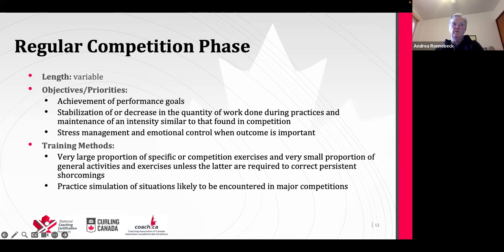So this phase focuses on simulating the competitions that you've identified as important. You're trying to duplicate the performance and intensity the athletes will experience at those competitions. By this phase, you may have experimented with strategy and tactics and made decisions about what works and what doesn't. Technical skills at this point should be very close to being consolidated. Anything that is changing at this point would just simply be fine-tuning.